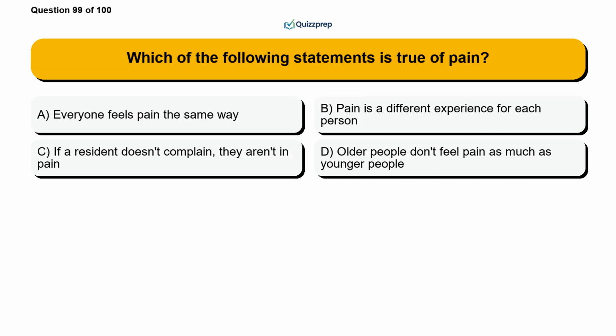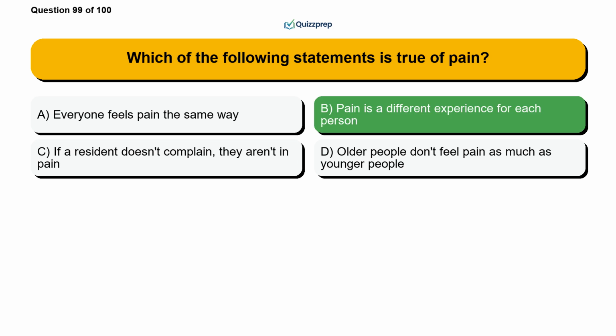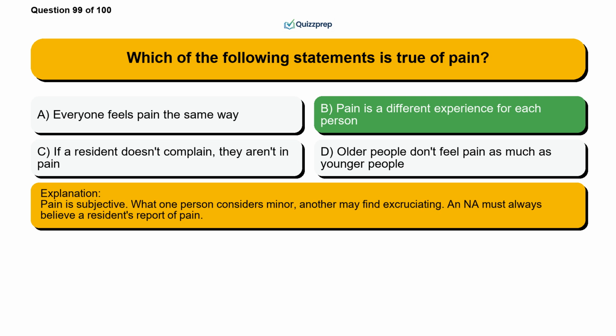Question 99. Which of the following statements is true of pain? Option A, everyone feels pain the same way. Option B, pain is a different experience for each person. Option C, if a resident doesn't complain, they aren't in pain. Option D, older people don't feel pain as much as younger people. The correct answer is option B, pain is a different experience for each person. Pain is subjective. What one person considers minor, another may find excruciating. And NAs must always believe a resident's report of pain.